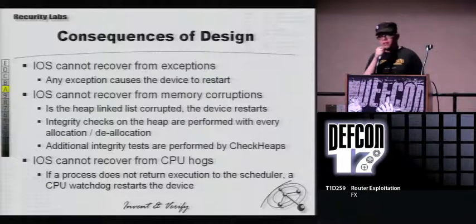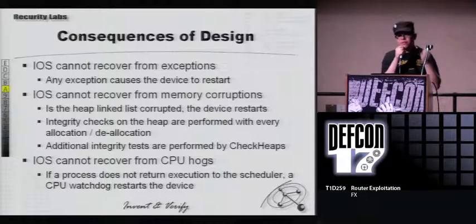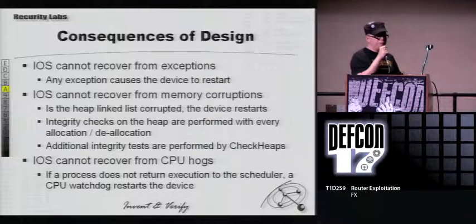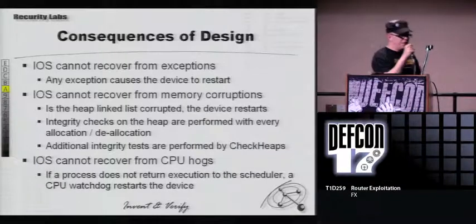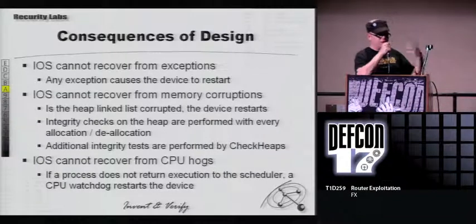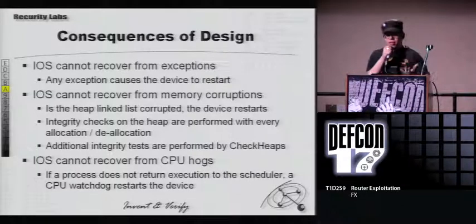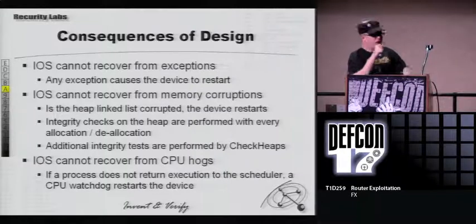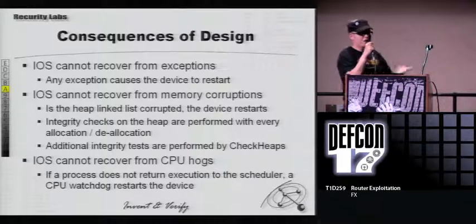So the consequences is it cannot recover from exceptions. If anything goes wrong, like if you have a divide by zero or something, your box literally does the equivalent of blue screening. It cannot recover from memory corruptions. If something in the heap is corrupted, it takes down the whole thing. You can't actually fix that anymore.